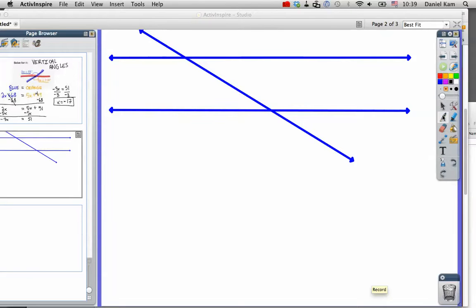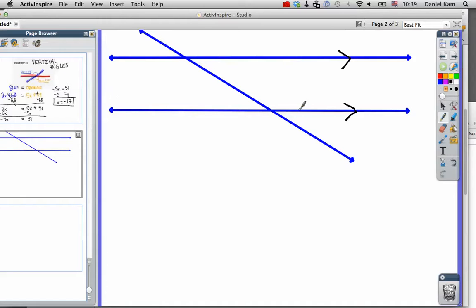Today we're going to talk about how to use parallel lines in geometry. The way that you recognize something's parallel is you draw a little line here and a little line here, and that means that these two lines are parallel. If you remember from past lessons, parallel means that these two lines will never cross.